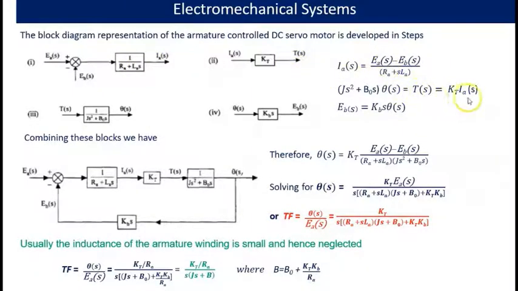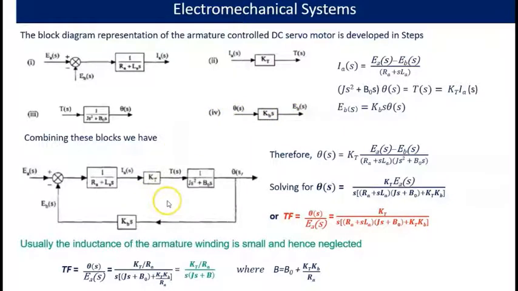Similarly, T(S) is equal to KT IA(S). So draw the block diagram like that. Then (JS square plus B0 S) into theta(S) is equal to T(S). So theta(S) is equal to T(S) into 1 by (JS square plus B0 S). So the transfer function for this block will be like this. And last, EB(S) is equal to KB S theta(S). So these are the blocks.